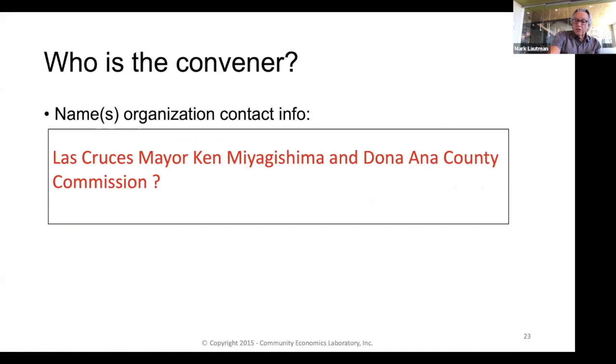Who's the convener? This is a really important question before you think about doing an assessment like this at any of the levels. What you really need is a convener, somebody to compel everybody to come to the table and play nice and be deliberate and intentional about what they're doing. In this case, Ken Miyagishima, who's the mayor of Las Cruces, and the Doña Ana County Commission have invited you all personally to come and participate in this, and that's the role that you're playing.